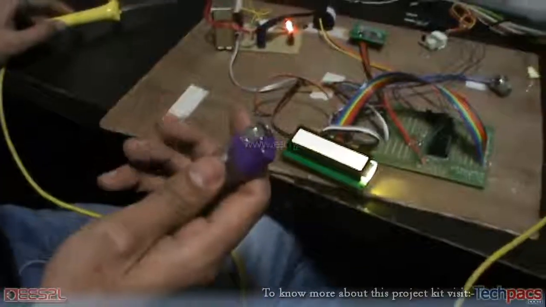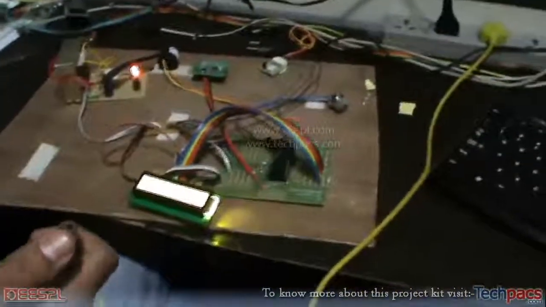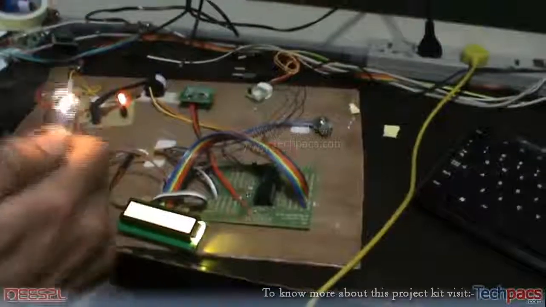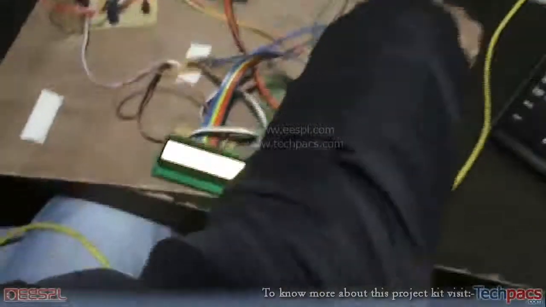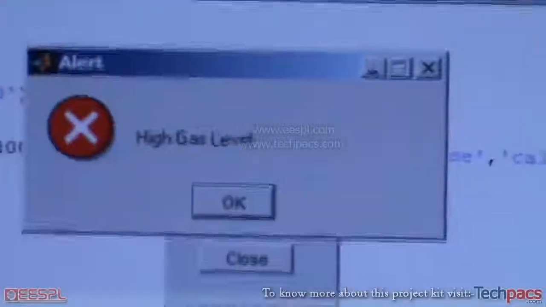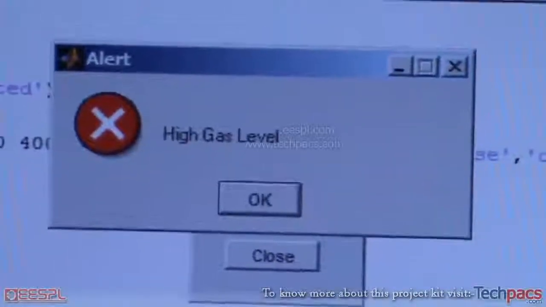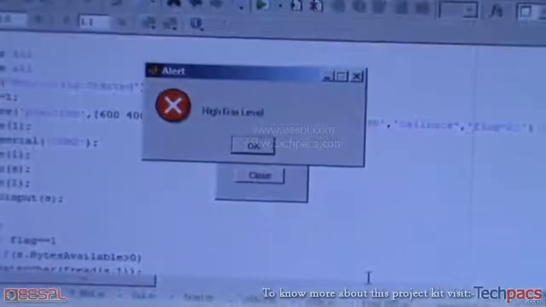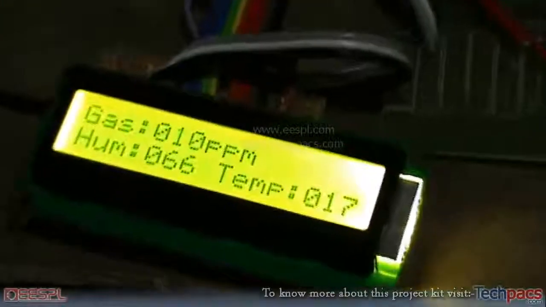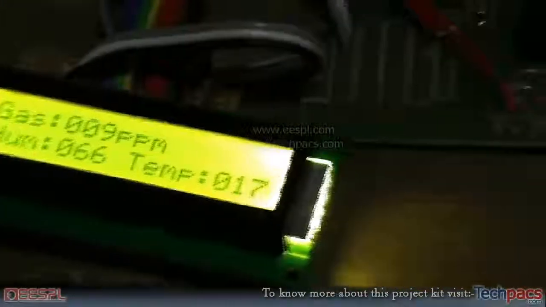So let us see. We have a lighter with us. We'll leak its gas and bring it near the gas sensor. It says gas is leaked, and on MATLAB also a visual alert is given that a high gas level has been reached near the hardware, as you can see. Now that we have removed the gas, the level will drop down again, as you can see.